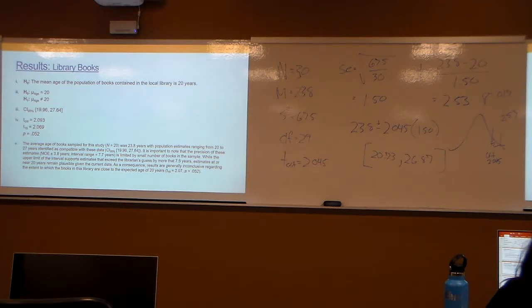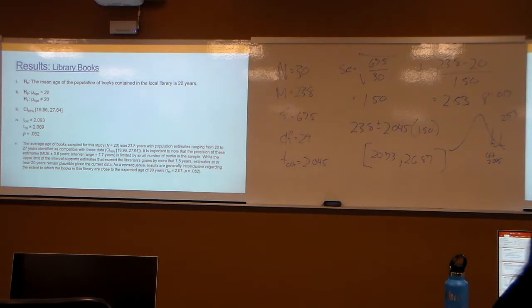But if we take a look at this example, 20 is right under it, right? I could say it's just barely catching it. So if I said the average age of the books in the library is 27 years, that's a reasonable guess based on the data that I've collected. It's not the best guess. 23.8 is the best guess.